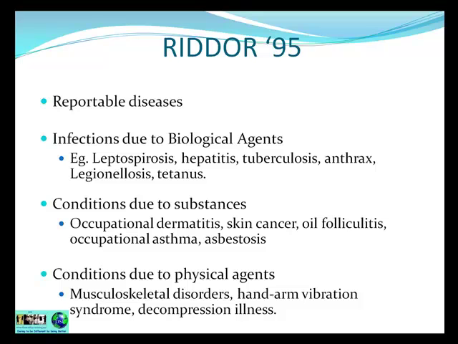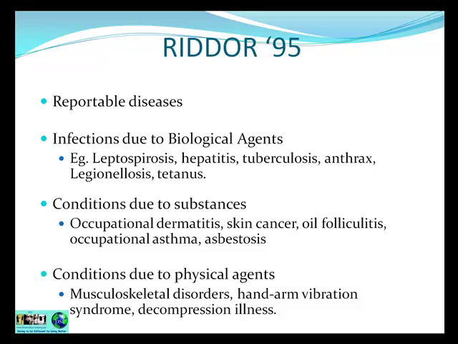Leptospirosis, for example, that's Weil's disease, carried in rat's urine. You get hepatitis, which literally means inflammation of the liver, caused by one of 9 different types of viral infections. TB or tuberculosis, anthrax, Legionnaire's disease, tetanus, all reportable diseases.